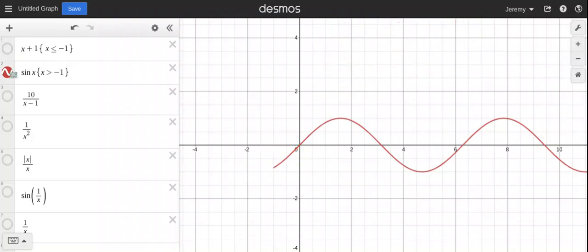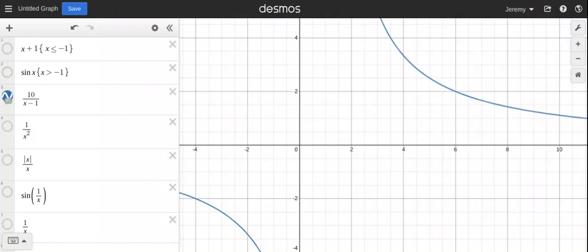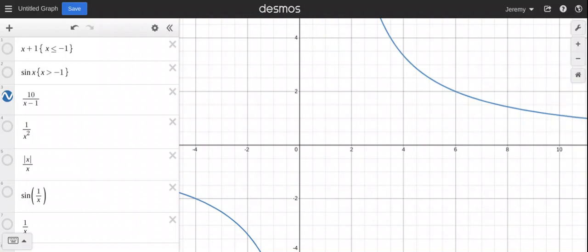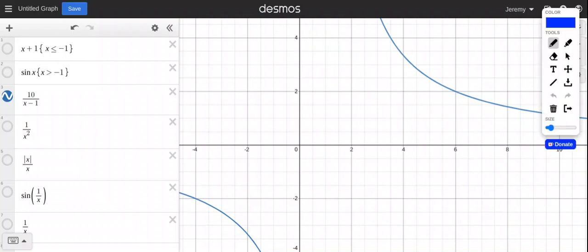Now something I want to take a look at is this guy over here, the 10 over x minus 1. And what I want to figure out is if I was given this graph, what would be the limit, and now I'll call this g of x. The limit of g of x as x approaches 1 is approximately equal to what?